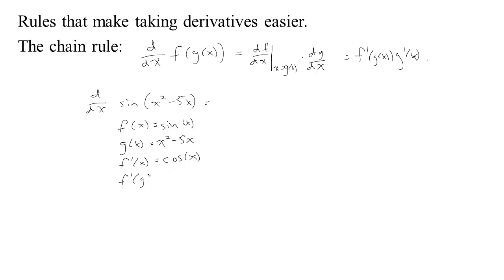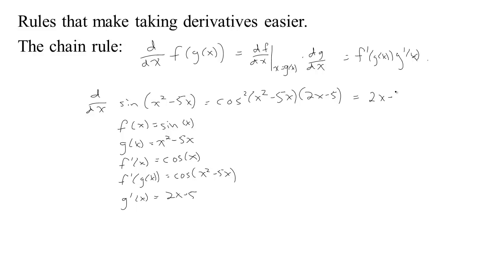The derivative of the outside evaluated at the inside would be the cosine of x squared minus 5x, since g of x, the inside function, is x squared minus 5x. The derivative of the inside would be the derivative of x squared minus 5x, which is 2x minus 5. So we put this all together, we get f prime at g times g prime. That would be the cosine of x squared minus 5x times 2x minus 5.